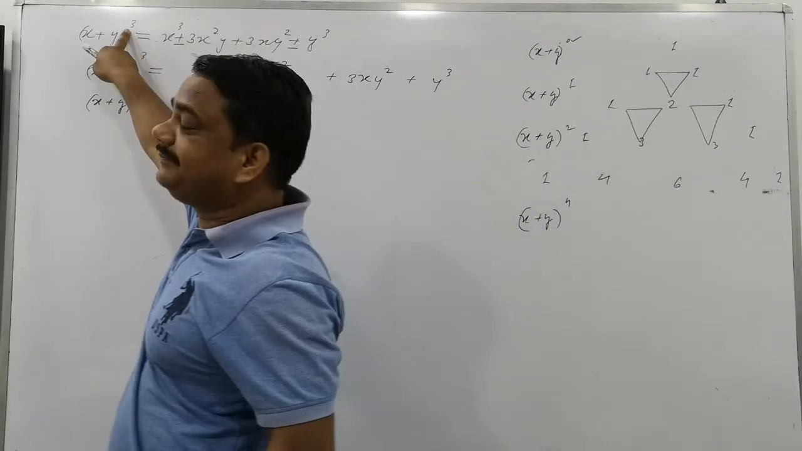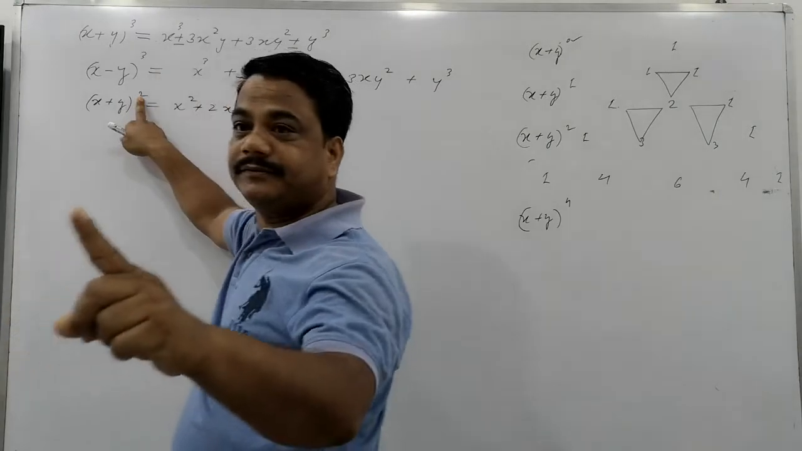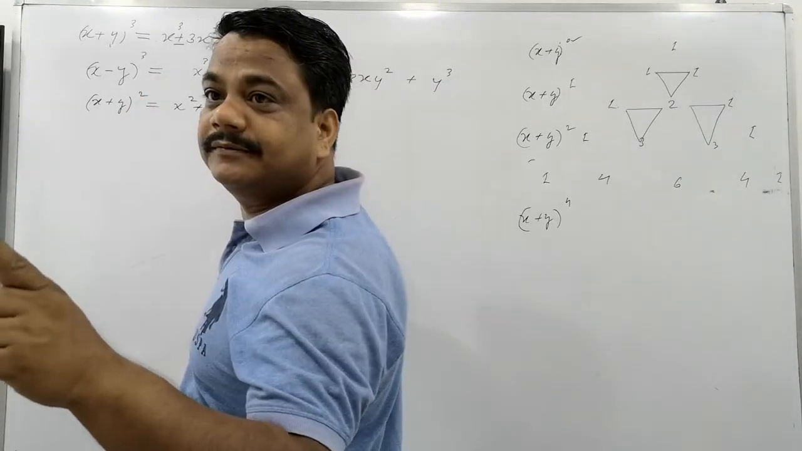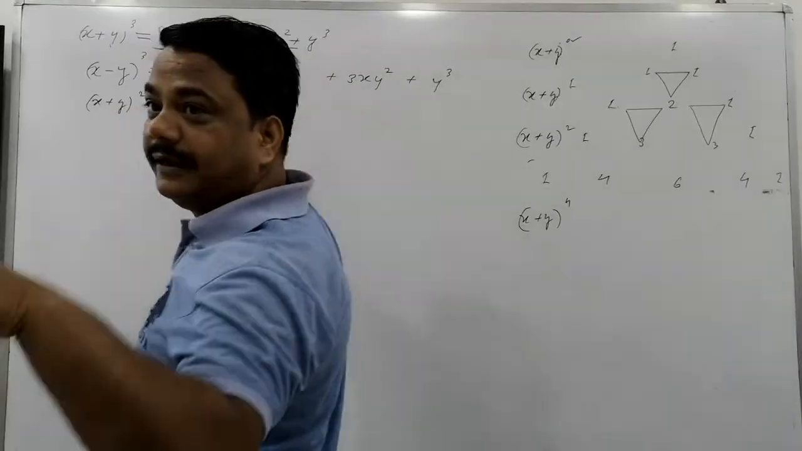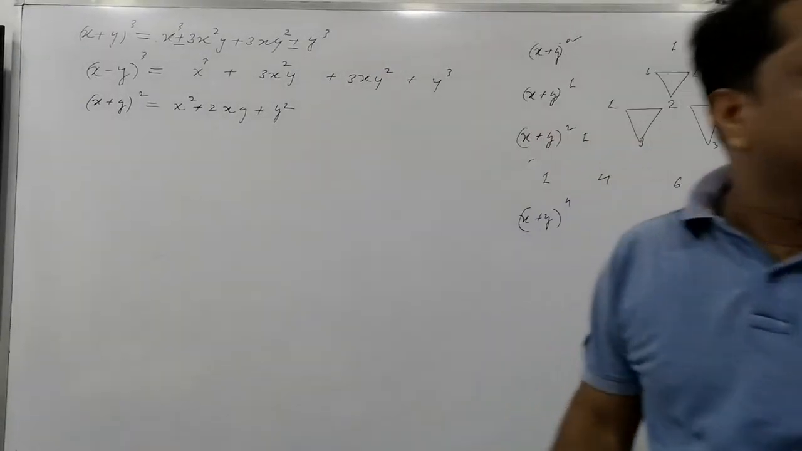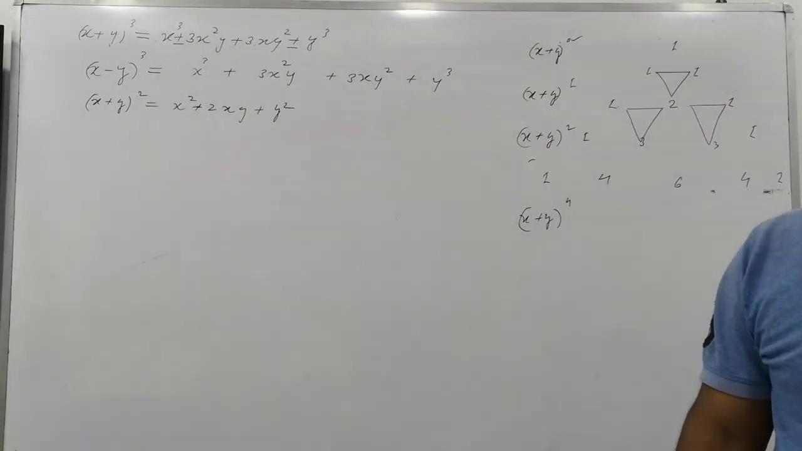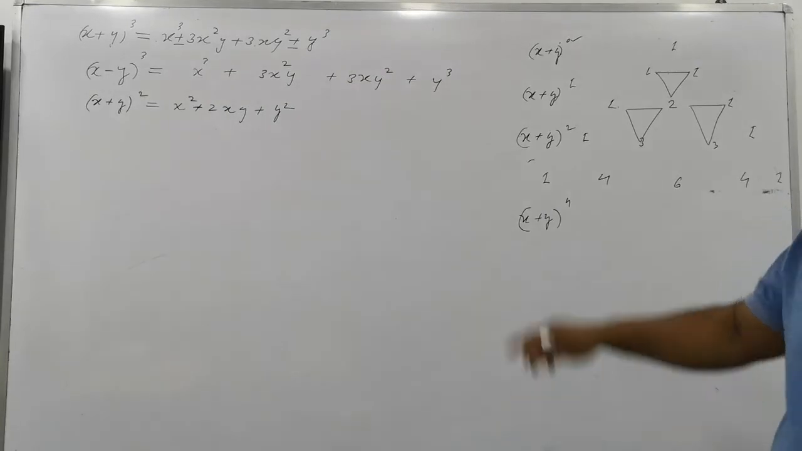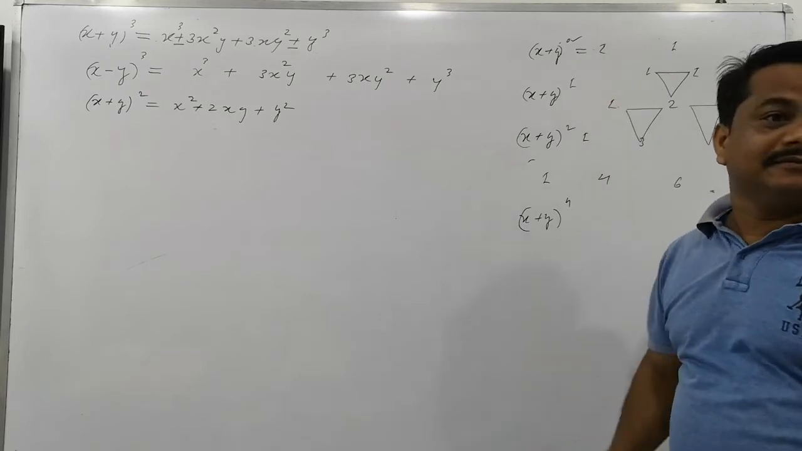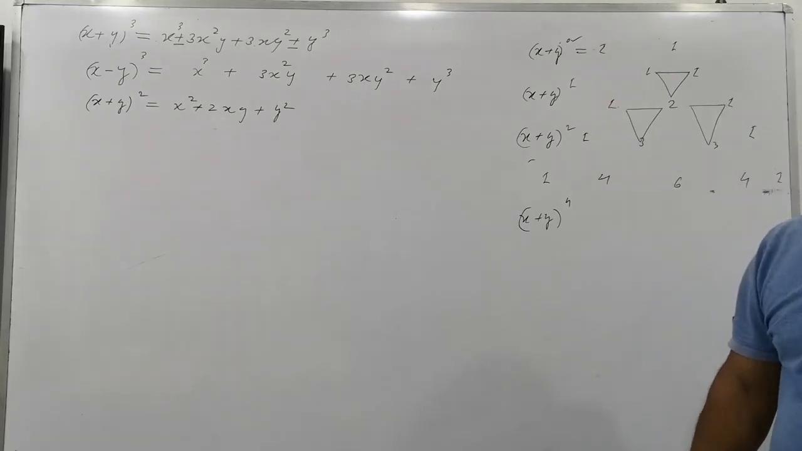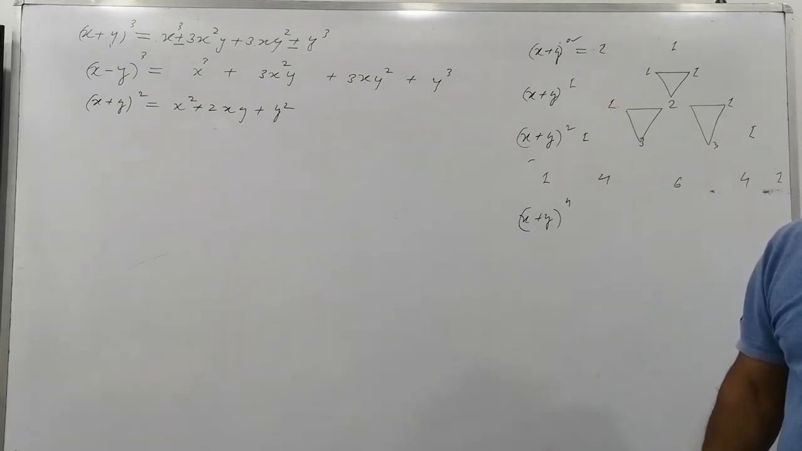What is the power here? 2. How many terms are here? 3. What is the power here? 3. How many terms are here? 4. If the power is 4, the terms will be 5. Is that clear? If the power is 0, the term is 1, because anything to the power 0 gives 1.